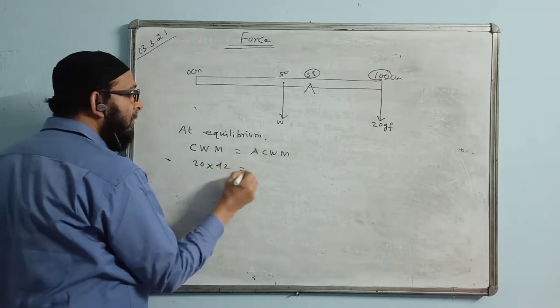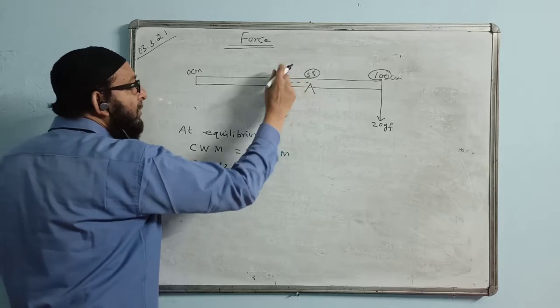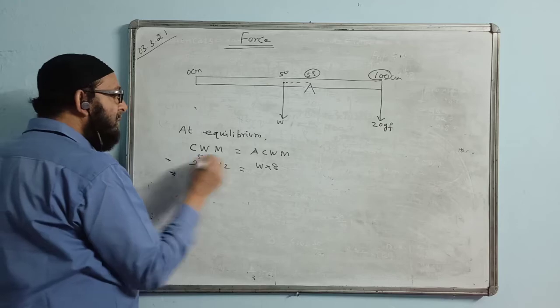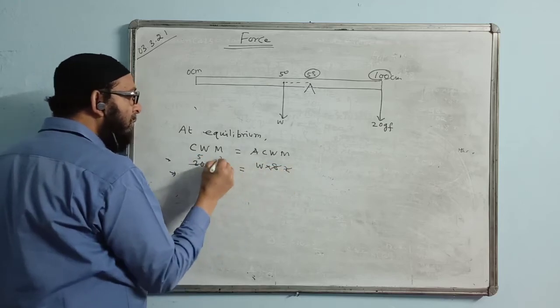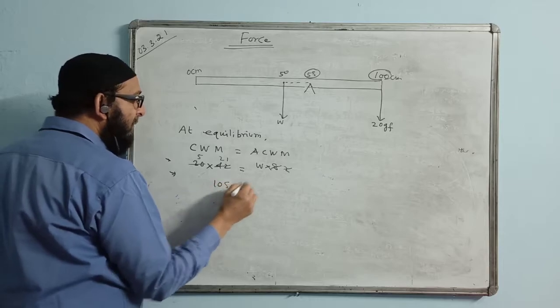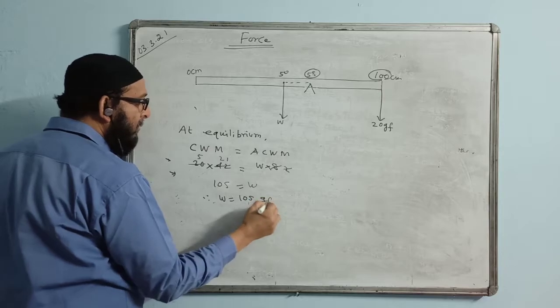That is 42. Anti-clockwise will get W into this distance from 50 to 58. How much distance coming? 8. Now you are cancelling: 4 5s are 20, 4 2s are 8, and this will go 21. 5 into 21, 105 is the value of W. Therefore we write W is equal to 105 gram force. The answer.